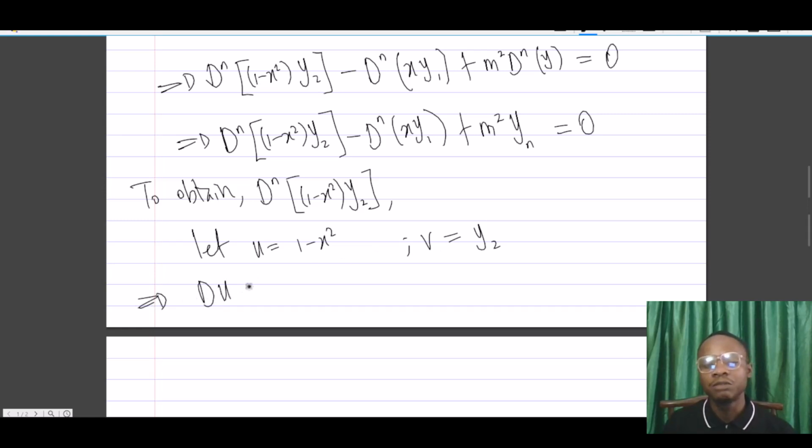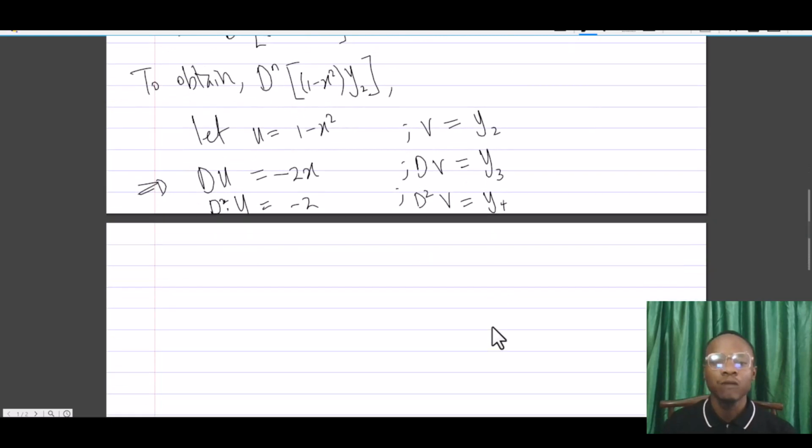So the first derivative of u will be derivative of 1 is 0, derivative of minus x squared, that will be minus 2x. And the first derivative of v, that is the derivative of the second derivative, will be the third derivative. The second derivative of u, before we generalize, is obviously minus 2, and the second derivative of v will be the second derivative of the second derivative, that is the fourth derivative.